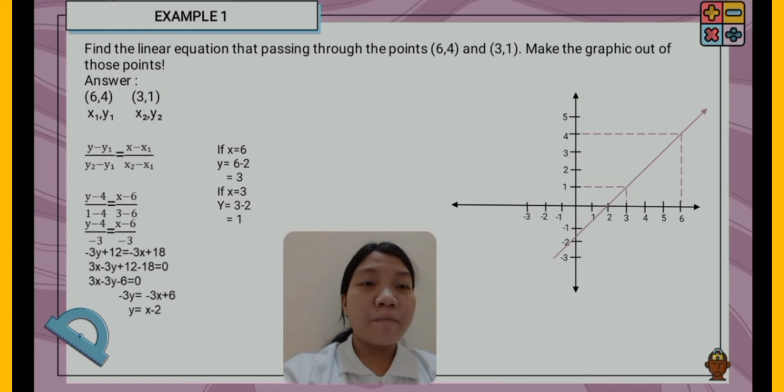Then we can prove it: if x equals 6, we use the formula y equals x minus 2, we replace x with 6, so we get 4. And if x equals 3, we use the same formula, so 3 minus 2 equals 1. And this is the graph for these two points.